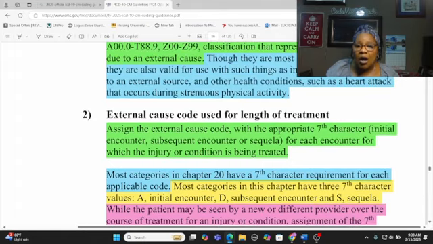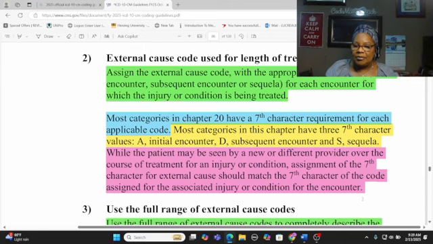Assign the external cause code with the appropriate 7th character, initial encounter, subsequent encounter, or sequela, for each encounter for which the injury or condition is being treated. Most categories in Chapter 20 have a 7th character requirement for each applicable code. Most categories in this chapter have 3 7th character values: A, initial, D, subsequent, and S, sequela.